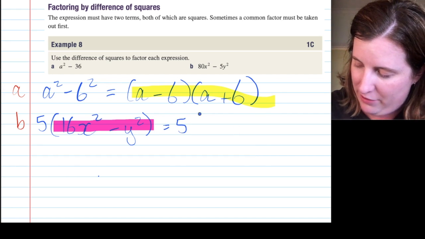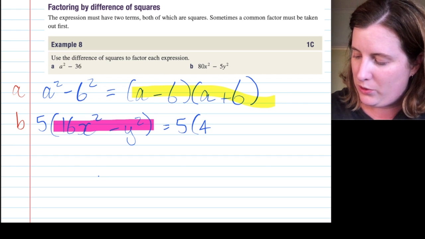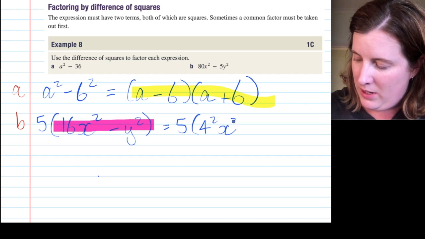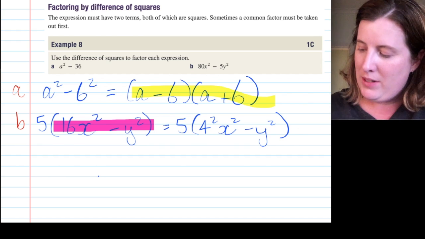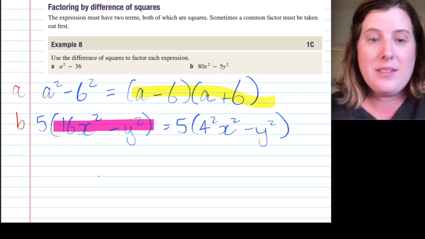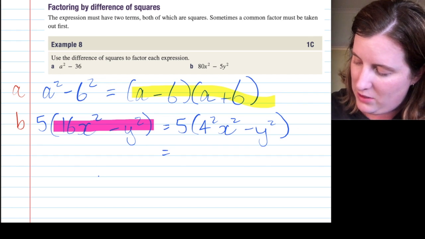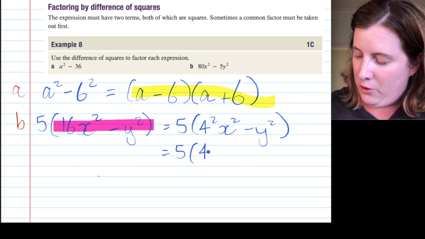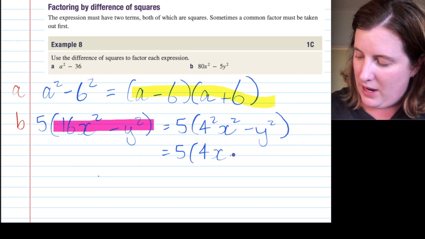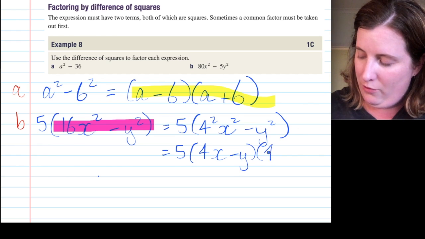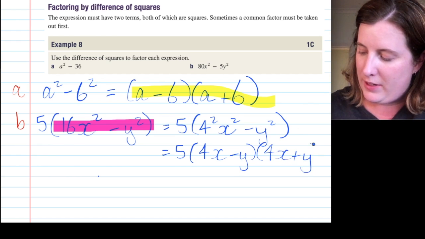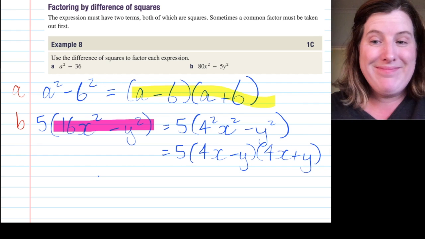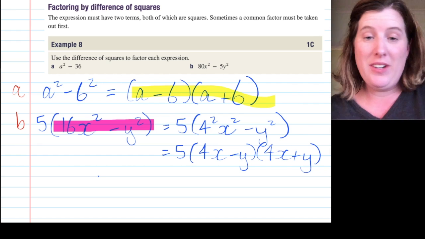16x squared take y squared. I'm going to write what's in the brackets as squares wherever I can. So we've got the 5 out the front, that doesn't change. 16 is 4 squared, x squared take y squared. Now we can see it is a difference of two squares, so we can put it nicely into brackets. We've still got the 5 out the front, so we've got 4x take y, 4x plus y. That's it. That's factorizing by a difference of squares.